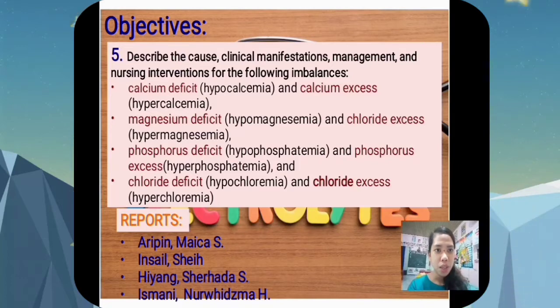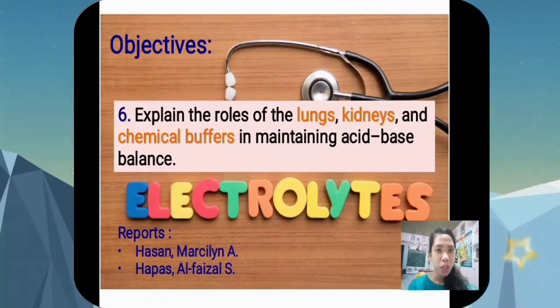Objective 5 is to describe the cause, clinical manifestation, management, and nursing intervention for the following imbalances: calcium deficit, calcium excess, magnesium deficit, magnesium excess, phosphorus deficit, phosphorus excess, and chlorine deficit and chlorine excess, to be reported by Ms. Aripin, Ms. Insail, Ms. Hiang, and Ms. Ismani. The last objective is to explain the role of the lungs, kidneys and chemical buffers in maintaining acid-base balance, to be reported by Ms. Hassan and Mr. Hapas.